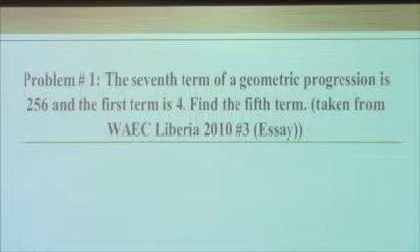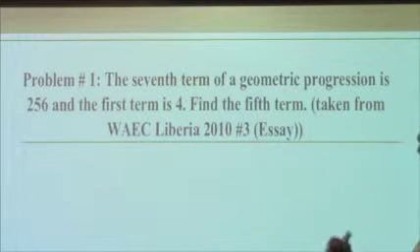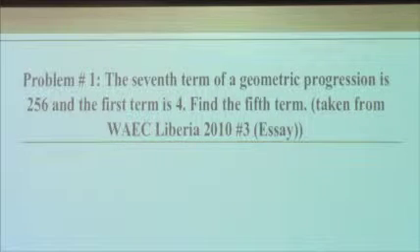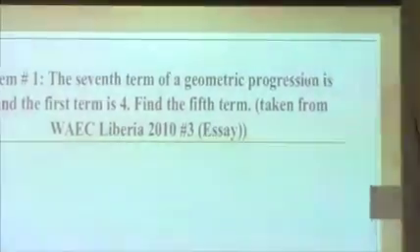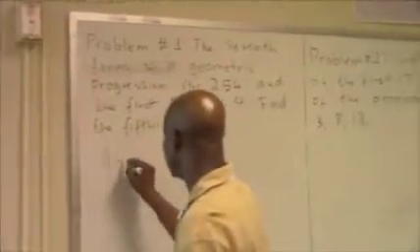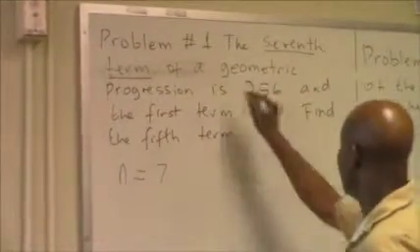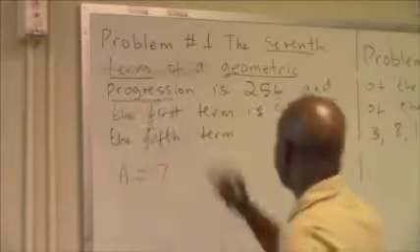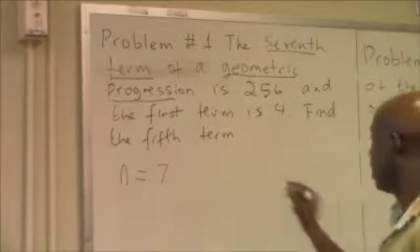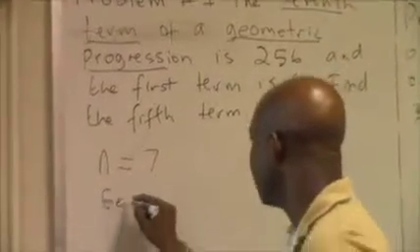And this problem was taken from the WAEC Liberia 2010 number 3 essay problem. So let's see how we can do it. What is the information we need to do this problem? Let's read this problem. There are 7 terms. So we're talking about n is equal to 7. Geometric progression. Okay, so we know we're talking about geometric progression.